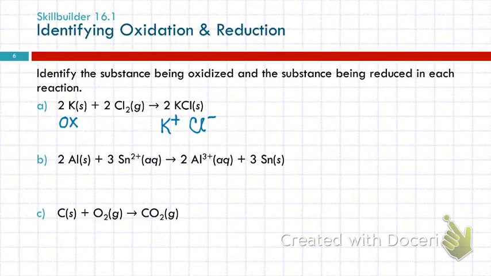The other thing is the thing that's being reduced. You can also look at it and make sure. Here we're going from chlorine with no charge to chlorine with a negative charge. It got that way by gaining an electron. Reduction is gain of electrons.